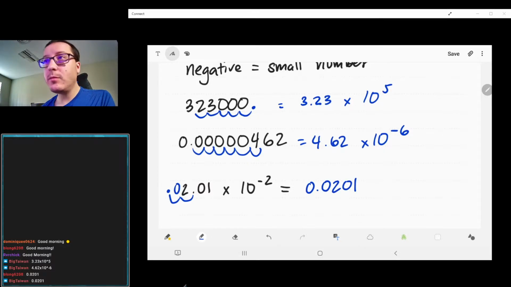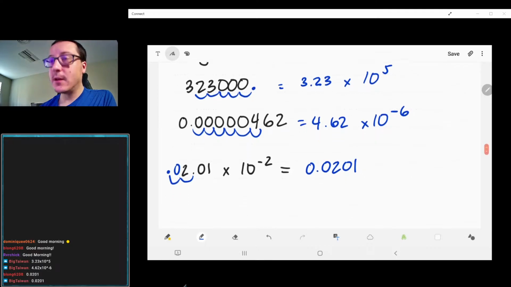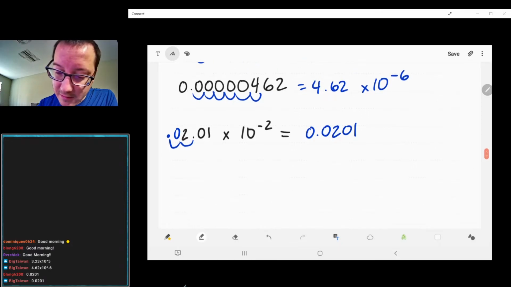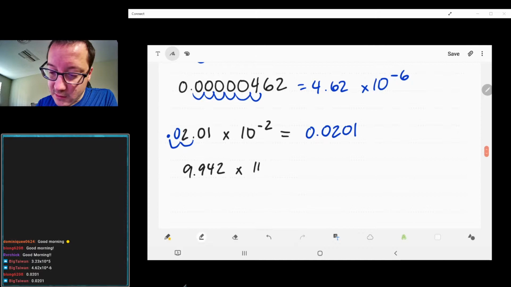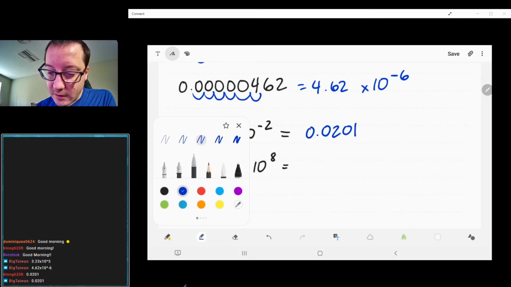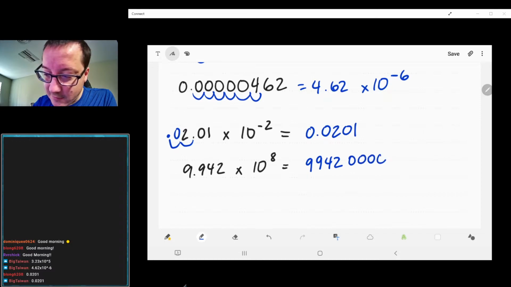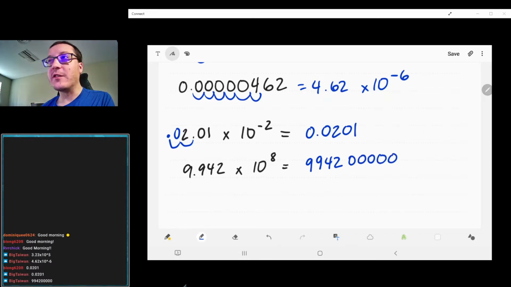Yep, exactly. And if we had something big, we can do that instead. I don't know, how about 9.942 times 10 to the, I don't know, 8th. We're going to have to move our decimal now accordingly 8 times. So I'm just going to, let's see here. So that's 3 times 4, 5, 6, 7, 8. We just need a few zeros there to account for that.